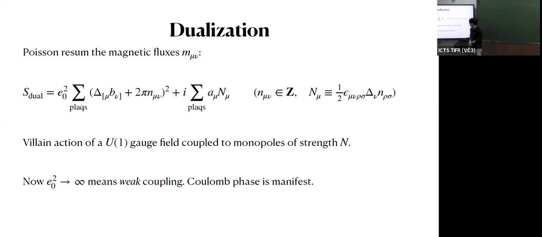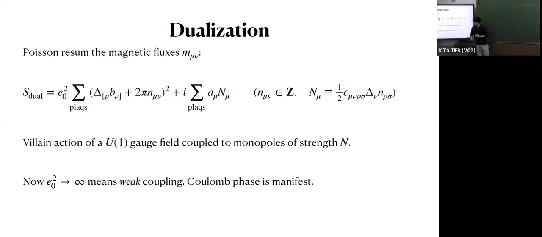So the original gauge field A stays there. So does the Lagrange multiplier B. The M's are gone. They've been traded for a new discrete integer variable n. The point, however, is that this is precisely the Villain action of an abelian gauge field, a U(1) gauge field coupled to monopoles of strength n. Because essentially this n is now playing the role of these magnetic flux variables in this dual formulation. The fact that there's strength n has to do with this last term, but it's not so important. What is important is the fact that this is an abelian gauge field coupled to monopoles.